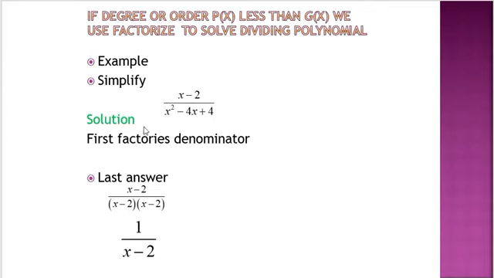So we try to factorize this, and it seems possible since this is negative 4x with 4 over here. We can factorize it into x minus 2 times x minus 2. From this fraction, we can cancel out one of them, and it turns into 1 divided by x minus 2, which is much simpler compared to using long division.